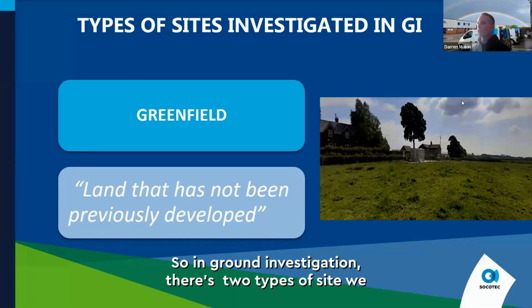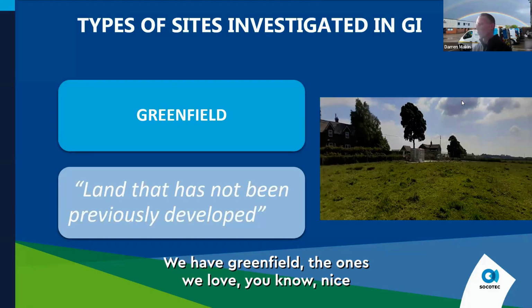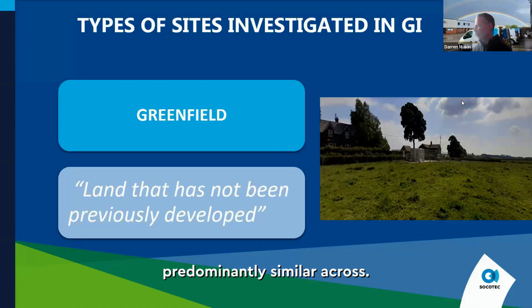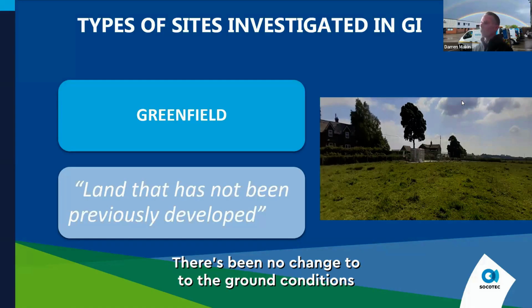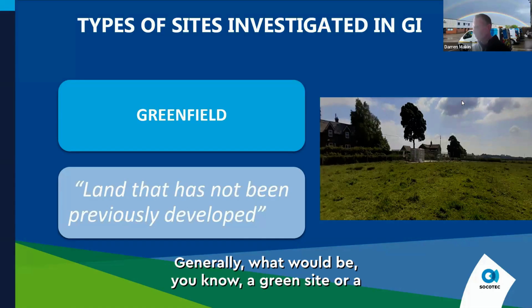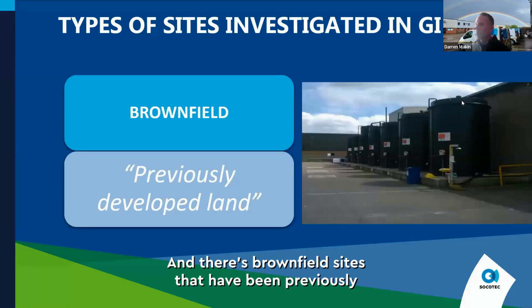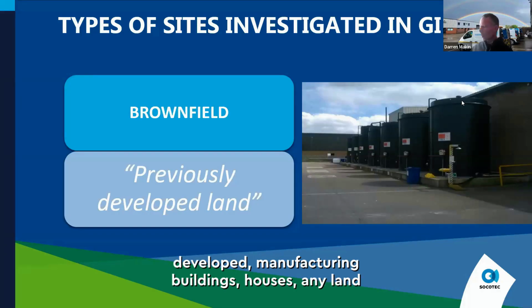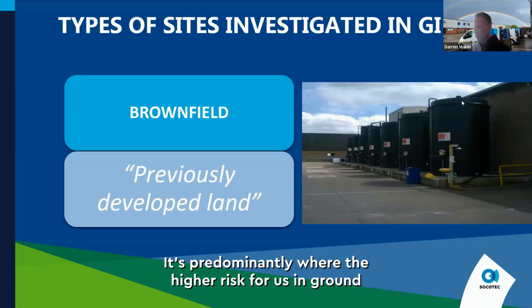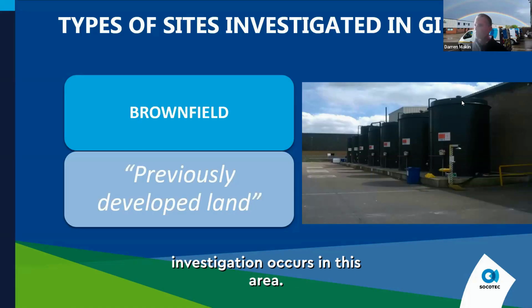So in ground investigation, there's mainly two types of site we investigate. Greenfield, the ones we love, nice green fields, easy access, ground conditions predominantly similar across. There's been no change to the ground conditions over time, and this is land that's not been previously developed. Generally, what would be a green site or a low risk site. And there's brownfield sites that have been previously developed: manufacturing, buildings, houses, any land which has been previously developed on is brownfield. It's predominantly where the higher risk for us in ground investigation occurs.